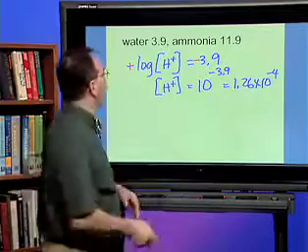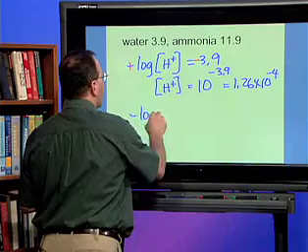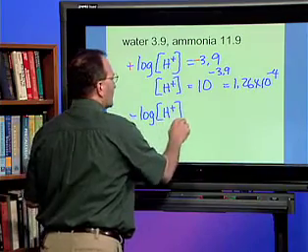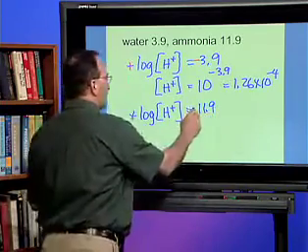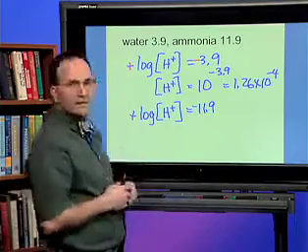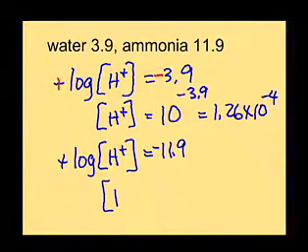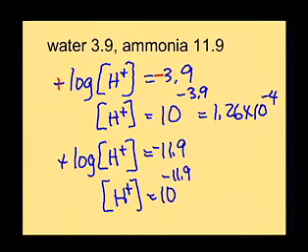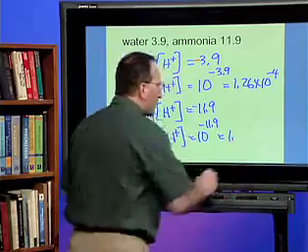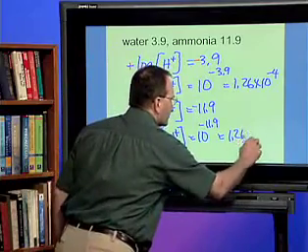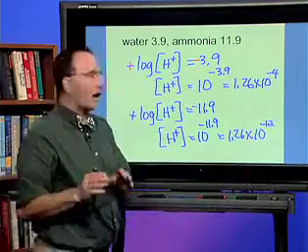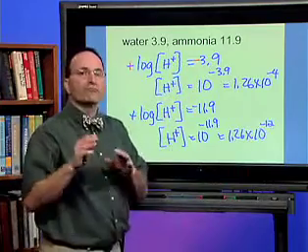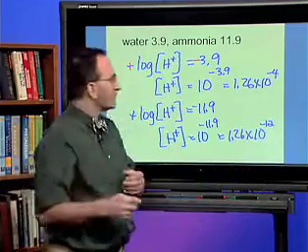We need to do the same thing for ammonia. So for ammonia, we have negative the log of the hydrogen ion concentration, and that's going to equal 11.9. But again, I will put the negative on the 11.9. That makes that positive. We apply the definition, and we get the hydrogen ion concentration is 10 raised to the negative 11.9. And when we plug that into the calculator, we'll get 1.26 times 10 raised to the negative 12 power. So those are our hydrogen ion concentrations, in moles per liter. That's the units of measurement.